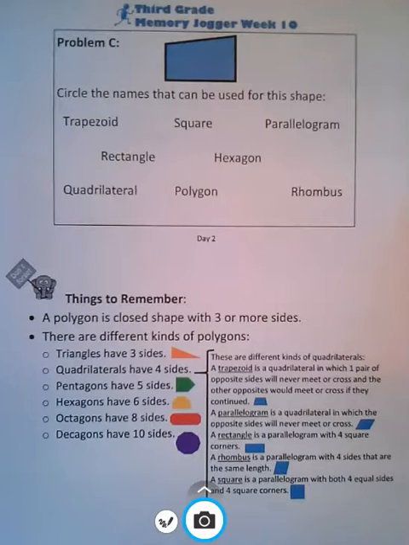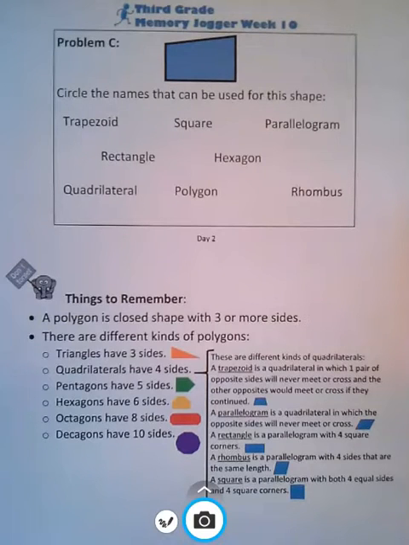Let's take a look at week 10, day 2, problem C. Circle the names that can be used for this shape: trapezoid, square, parallelogram, rectangle, hexagon, quadrilateral, polygon, rhombus.